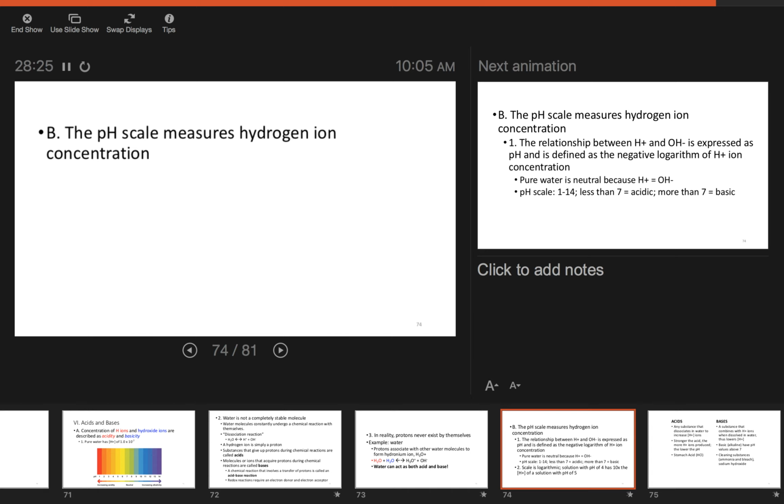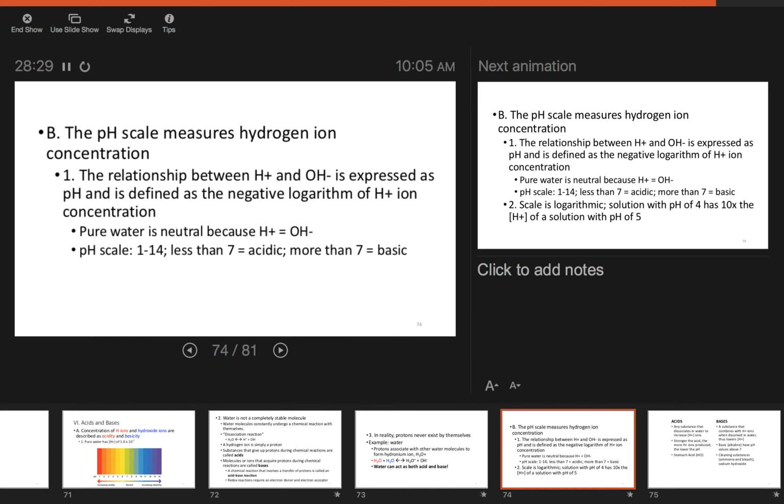So we use the pH scale to measure that hydrogen ion concentration. And like I said, it's a logarithmic scale. Pure water is neutral because H plus equals OH negative. If the value of your pH is less than 7, it's acidic. If it's more than 7, then it's basic.